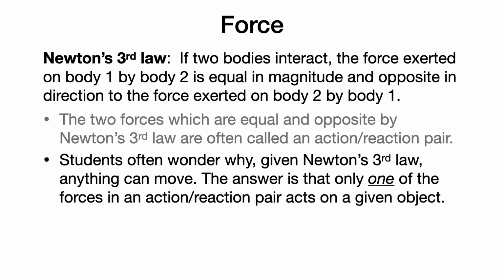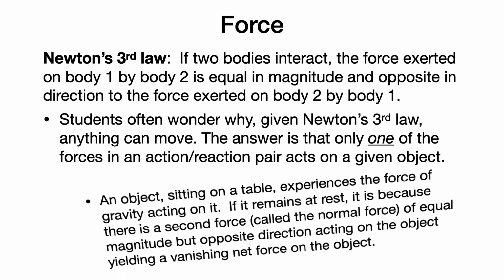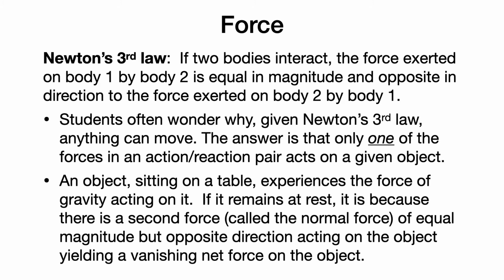So, for example, an object sitting on a table experiences the force of gravity acting on it. If it remains at rest, it's because there is a second force, something called the normal force, of equal magnitude but opposite direction acting on the object, yielding a vanishing net force on the object. It is equal and opposite, similar to Newton's third law, but we know it's equal and opposite because the object is not accelerating. And Newton's second law tells us that when something is not accelerating, the sum of all the forces vanish. So this is something which can confuse students at first.